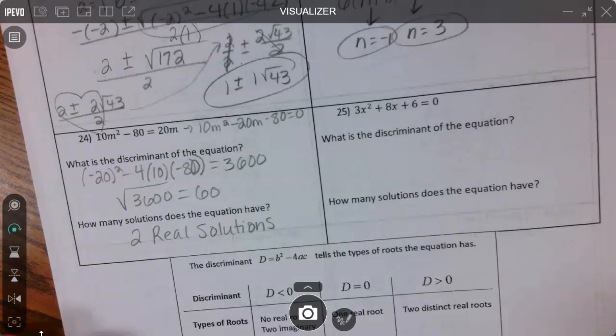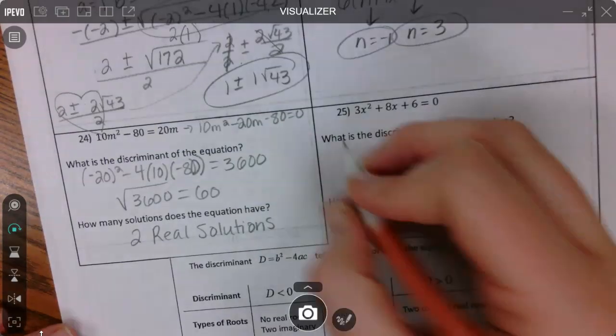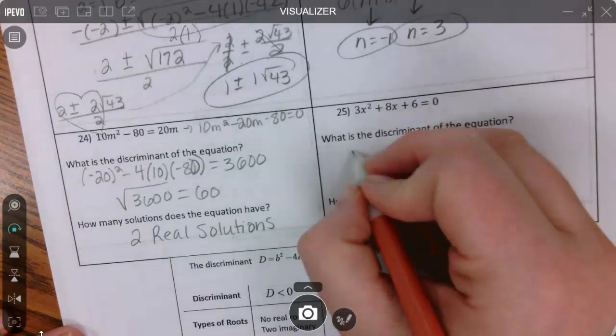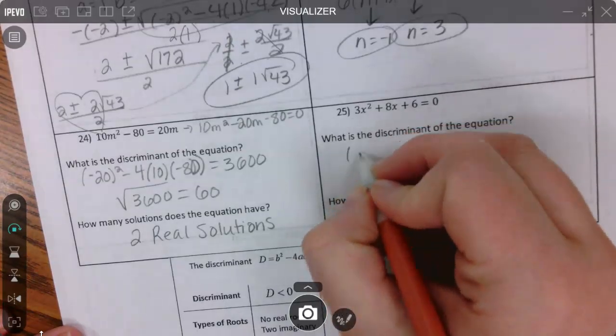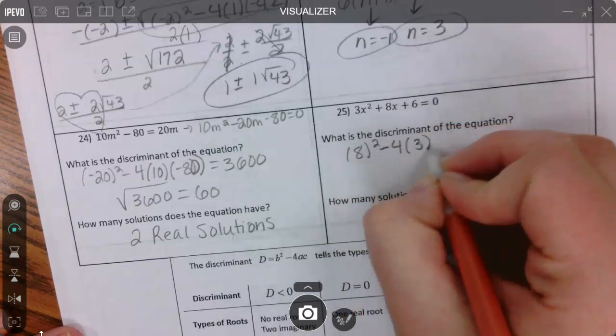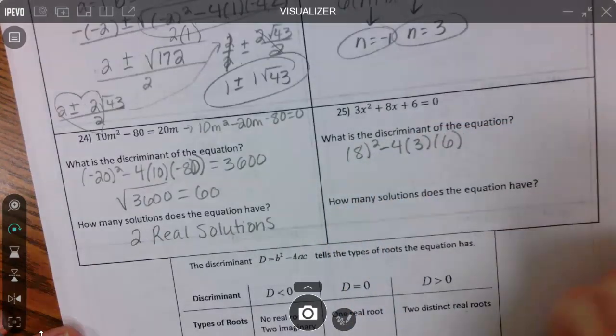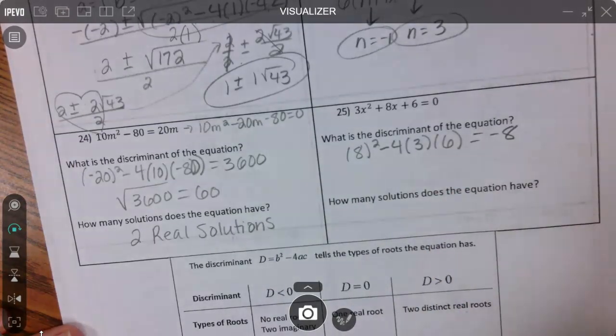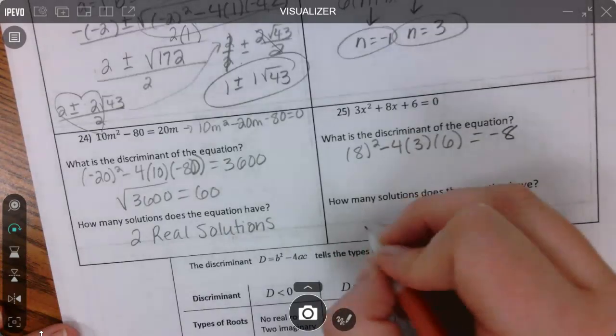What is the discriminant of the equation? So a is 3, b is 8, c is 6. So b squared would be 8 squared minus 4 times 3 times 6. When you put that in your calculator, you get negative 8. What that means is there are no real solutions.